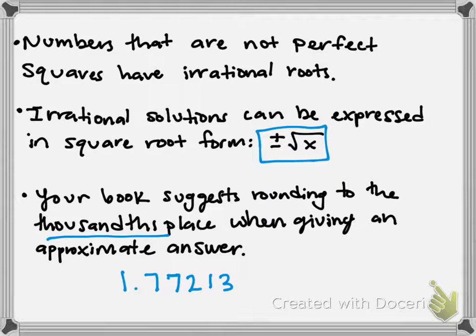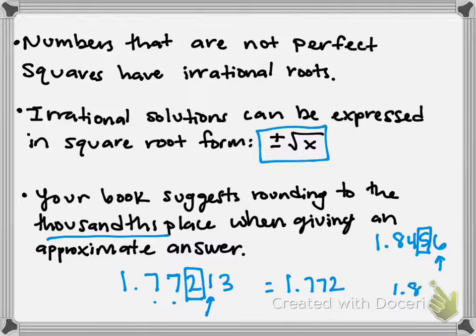1.77213. All right, we went around to the thousandths. Tens, hundredths, thousandths is right here. I'm going to look at the next number. It is a 1, right? So I don't have to round. I just rewrite the number, 1.772. What if I had 1.8456? Here's the thousandths place. This is greater than 5, so my answer rounded would be 1.846. So watch your rounding on those.